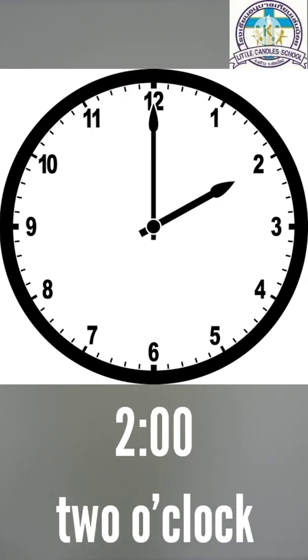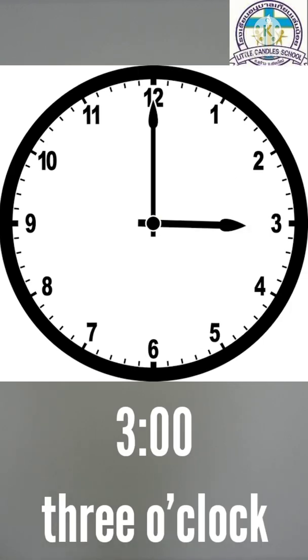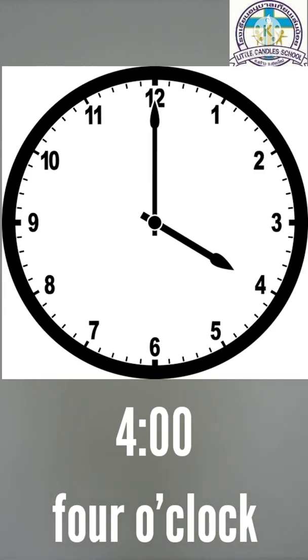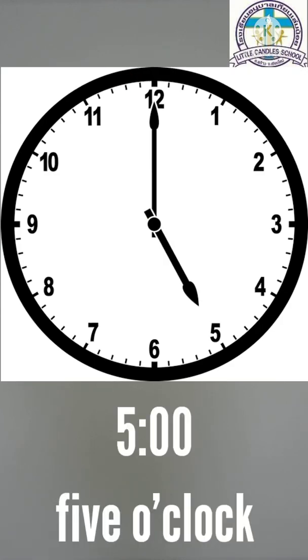That is 2 o'clock. This is 3 o'clock. The short hand is pointing to number 3 and the long hand is pointing to number 12. 3 o'clock. This is 4 o'clock. The short hand is pointing to number 4 and the long hand is pointing to number 12. 4 o'clock. 5 o'clock. The short hand is pointing to number 5. The long hand is pointing to number 12.